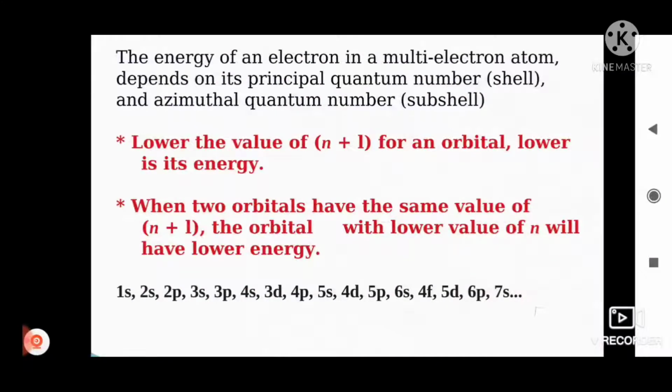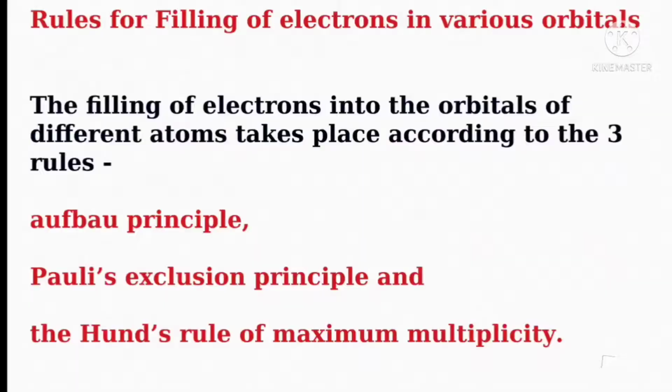The energy of an electron in a multi-electron atom depends upon its principal quantum number and azimuthal quantum number. It depends upon both the main energy shell and subshell. Lower the value of n plus l for an orbital, lower its energy. When two orbitals have same value of n plus l, the orbital with a lower value of n will have lower energy. Next topic is rules for filling of electrons in various orbitals.